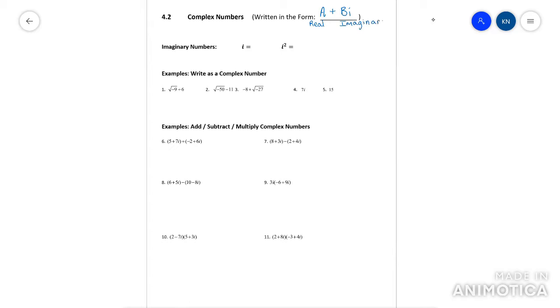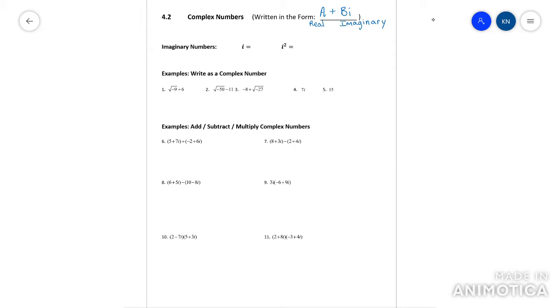So when I say a plus bi, that's kind of confusing. Imagine something like 5 plus 7i. The 5 would be the real part of it, and the 7i is the imaginary. And these are not like terms, so you cannot just combine them. All right, so let's look at some examples.